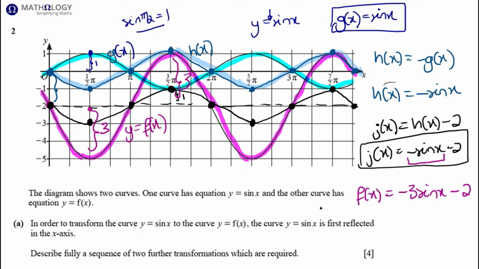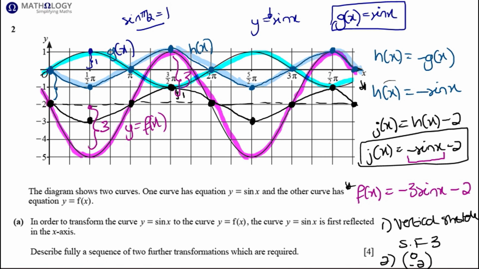So the full transformation from h of x to f of x. The first thing we do is we apply a vertical stretch. So the first transformation is a vertical stretch with a scale factor of 3. And once we've done that, we then apply the translation of 2 units down the y-axis. So it's a translation by the vector 0, minus 2.